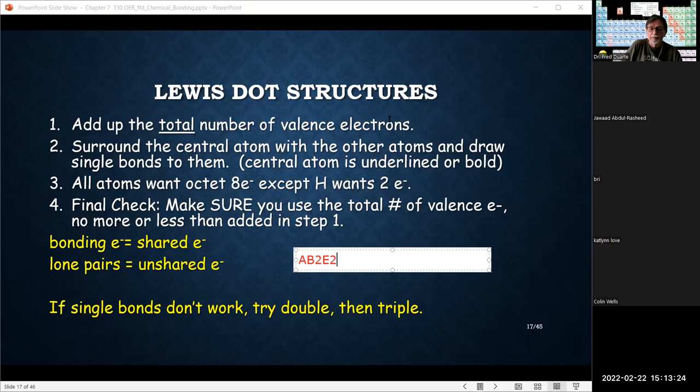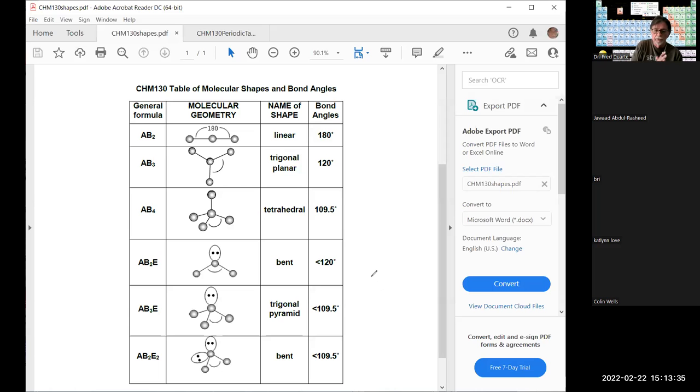What we do with that information is we go to the shapes table, and we use the shapes table. Notice in the first column, you have the general formulas, A, B, E. Sometimes we have no E's, sometimes we do. The first three examples have no E's, meaning that the central atom has no lone pairs, okay? And B, again, represents any atom that's bonded to the central atom.